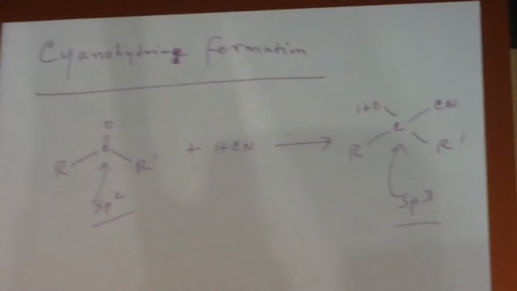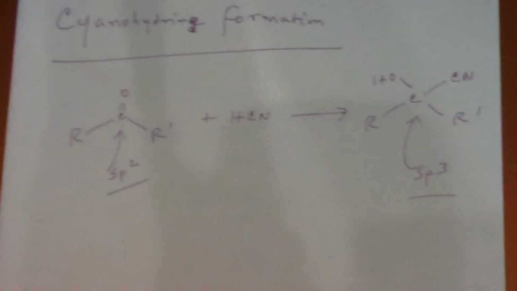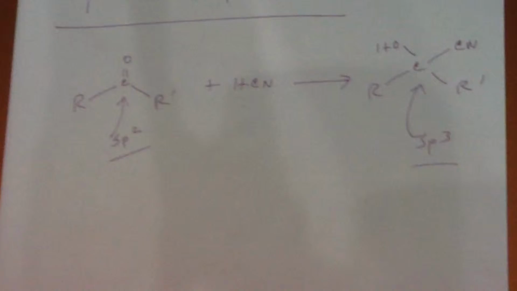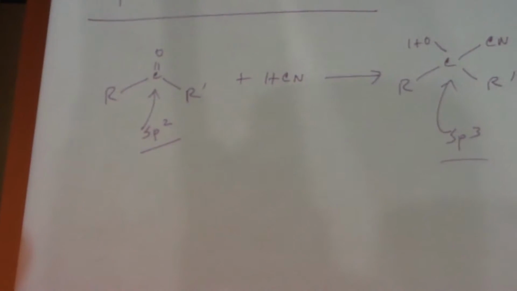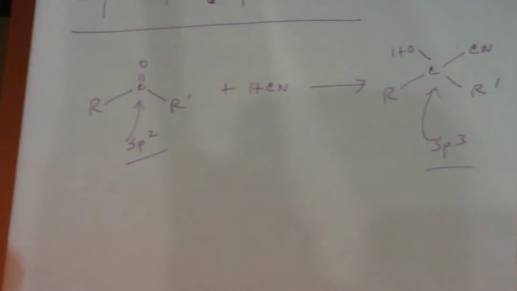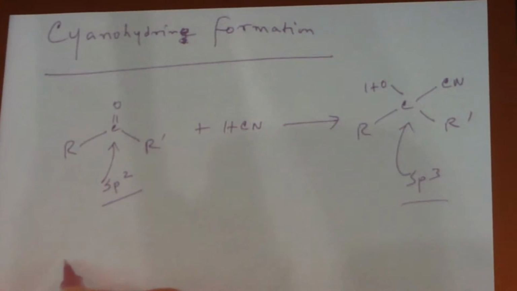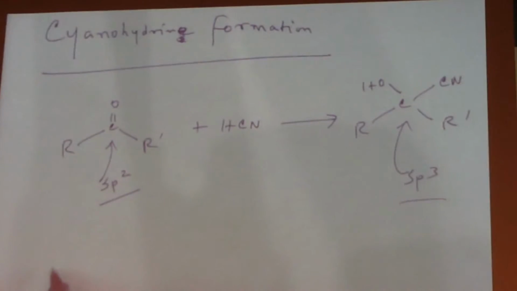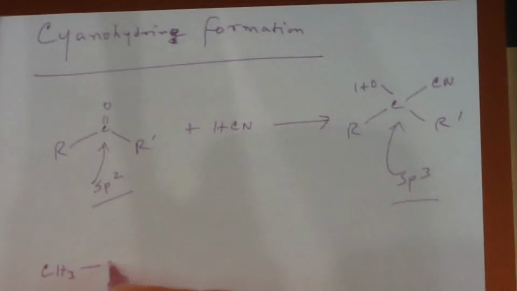But typically, hydrogen cyanide is not very good for this purpose because it is a weak acid, so not enough cyanide is present. Normally, the reaction is carried out with a salt, like sodium cyanide or potassium cyanide. So in the first step, let me just give you a real example. Let's say you have acetaldehyde.